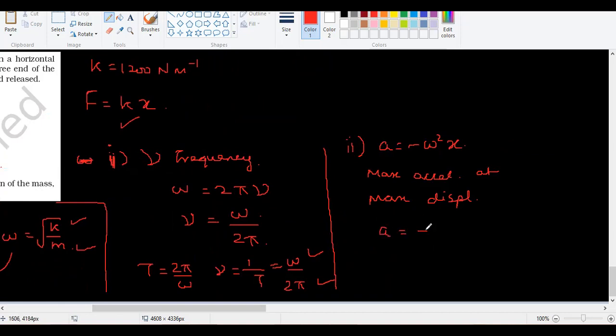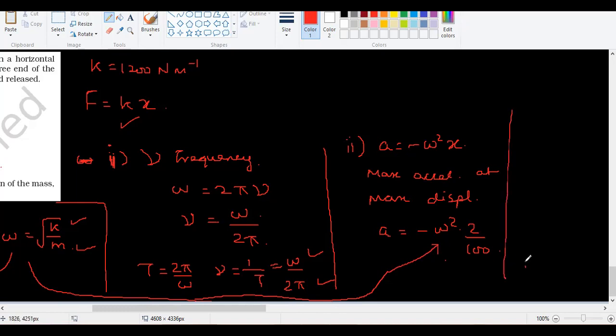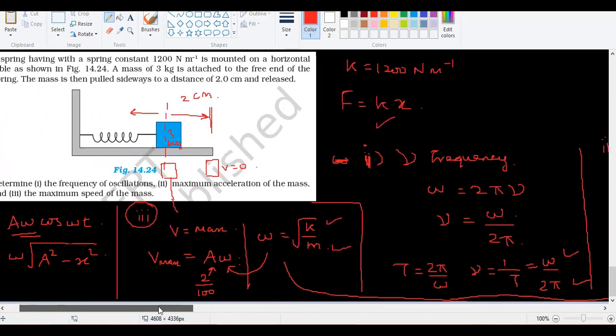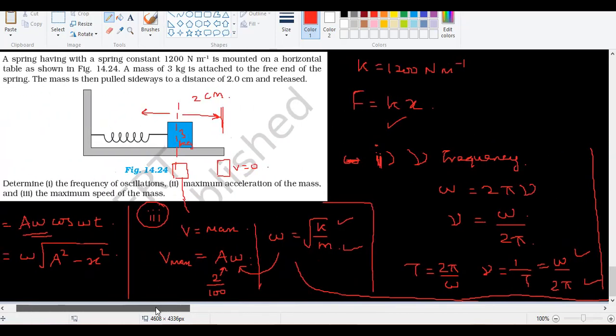So a is equal to minus omega squared into x, where x is 2 centimeters. You calculated omega from here. So calculate the omega from here on. So you see the omega calculation is required for all the other things also. That's all. So if you have any doubts, please clarify. So it's a direct formula. It looks like confusing more things. It's all direct formulas.